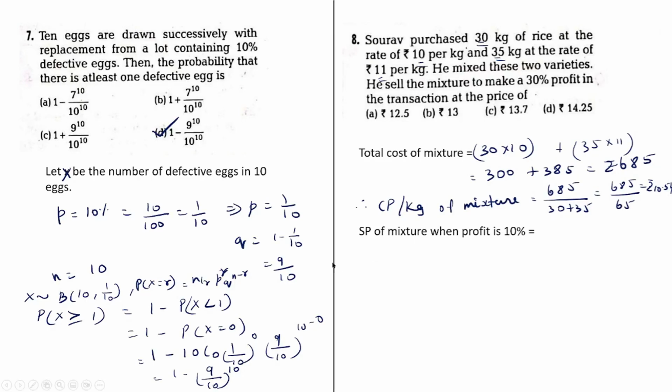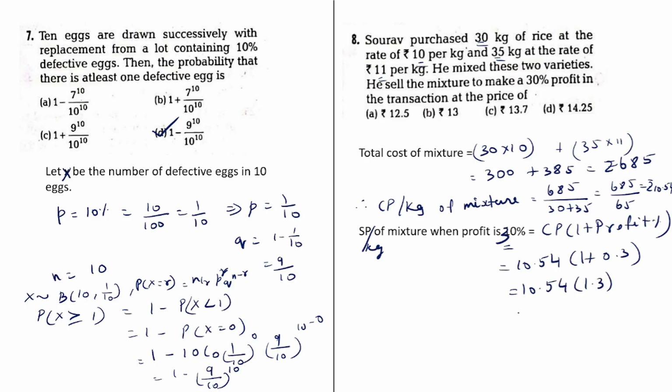And now let us calculate the selling price of the mixture when profit is 30%. So selling price per kg of the mixture when profit is 30% is given by cost price into 1 plus profit percentage. So cost price is 10.54 into 1 plus profit percentage, 30%, which is 0.3. So this is 10.54 into 1.3. Now when we multiply, we get it as equal to 13.7 rupees. So the correct option is option C, which is 13.7.